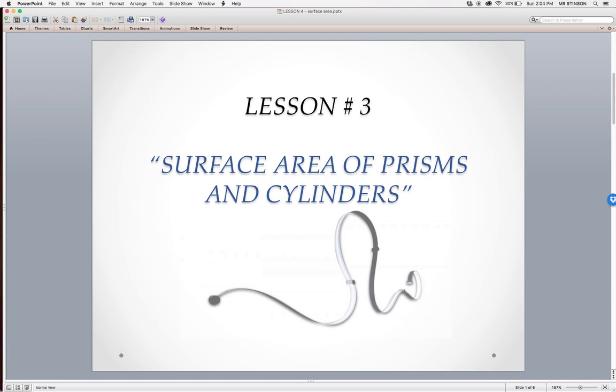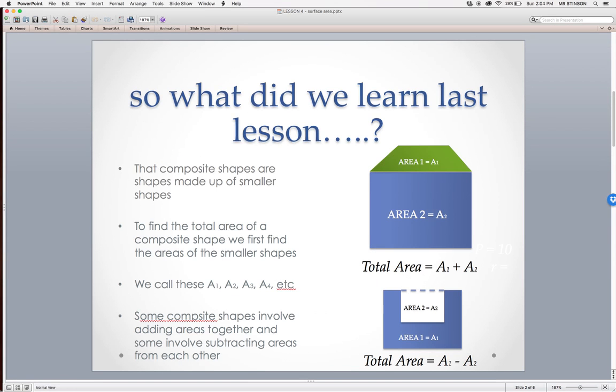Today's lesson, surface area of prisms and cylinders. A quick recap from last lesson. We learned that composite shapes are shapes made up of smaller shapes. We learned that to find the total area of a composite shape, we first find the areas of the smaller shapes. We call these A1, A2, A3, A4, etc. We also found out that some composite shapes involve adding areas together, like the one in the top right hand corner, but some also involve subtracting areas from each other, and we can see this in the bottom right hand corner.